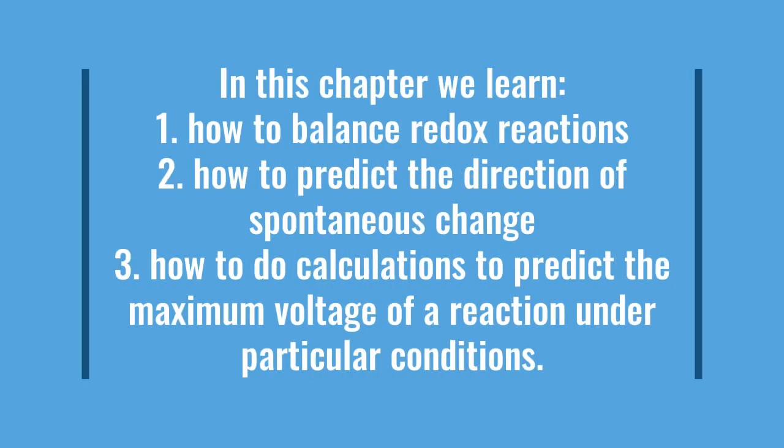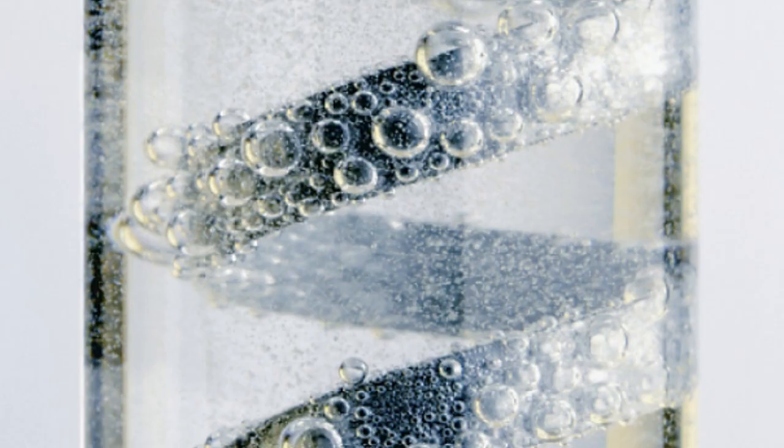In this chapter, we learn how to recognize redox reactions, how to balance redox reactions, how to predict the direction of spontaneous change, and how to do some calculations. And in lab, we'll see bubbles.